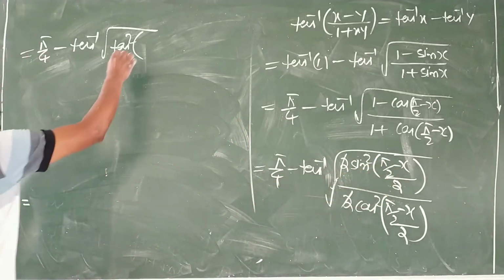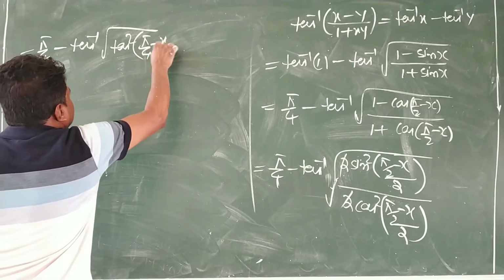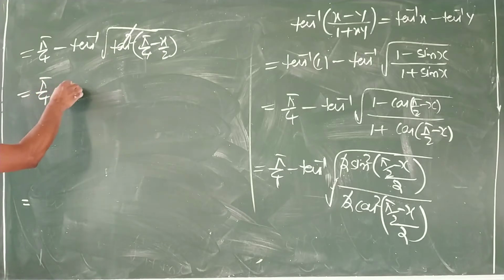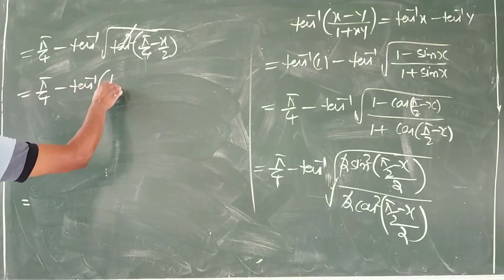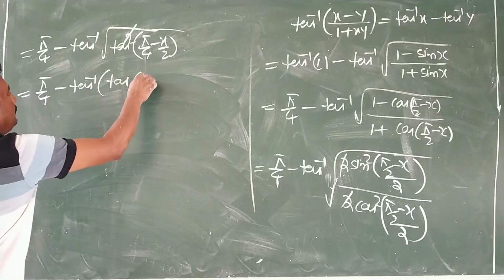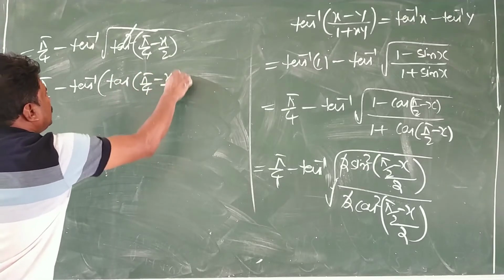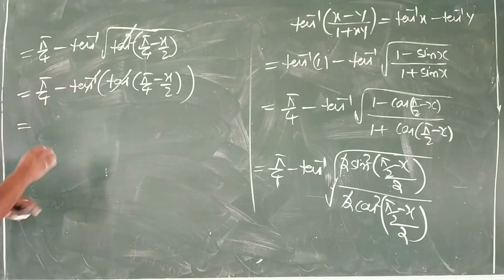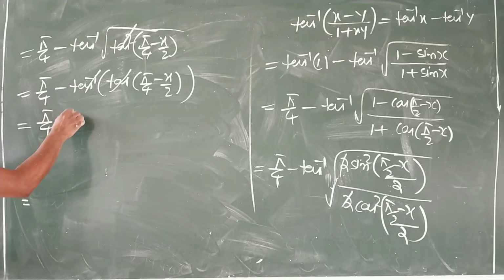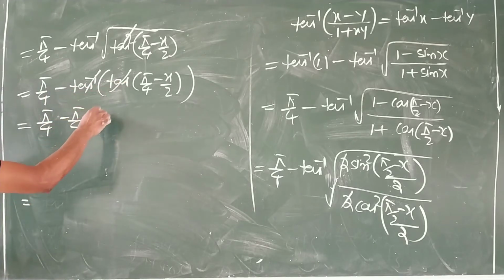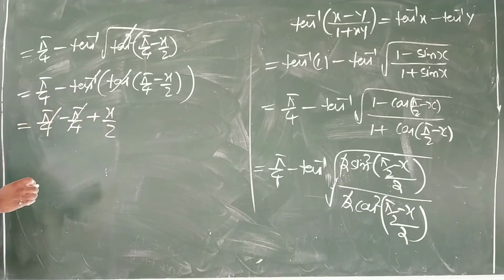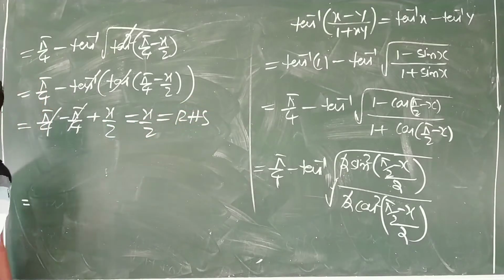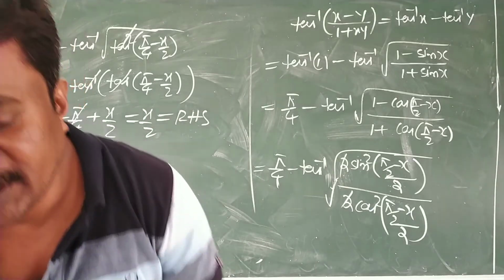Splitting. Tell me, how much should be written? Pi by 4 minus x by 2. So the square root gets cancelled. Pi by 4 minus tan inverse tan of (pi by 4 minus x by 2). Tan inverse gets cancelled. Multiply by minus: pi by 4 minus pi by 4, minus into minus plus x by 2. Pi by 4 gets cancelled. X by 2. We reached the answer, the RHS. LHS is equal to RHS. Proved.